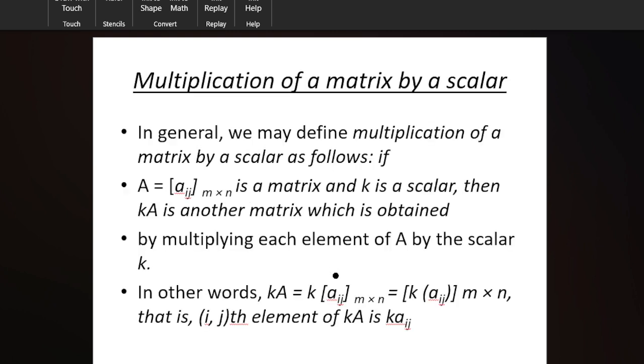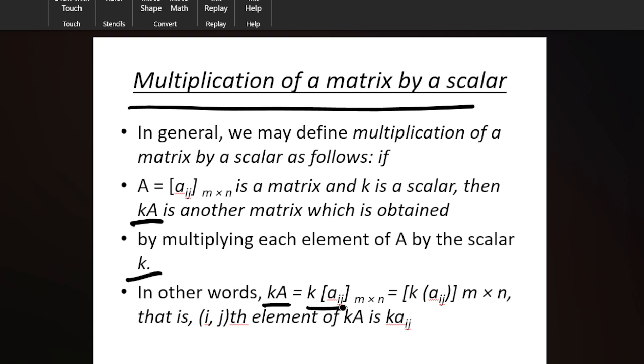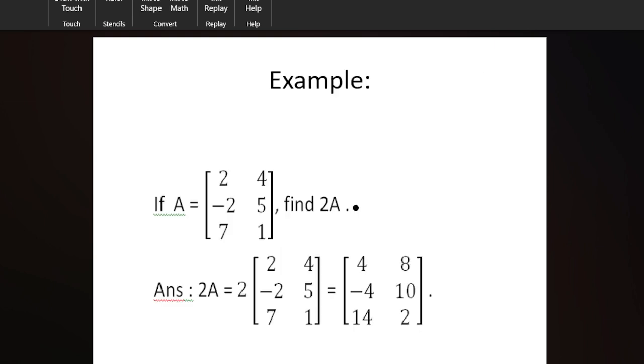Now, multiplication of a matrix by a scalar. This is very important. If we multiply a matrix by a scalar k, then we have to multiply each element of the matrix by the scalar k. That means k into A, where A is the matrix Aij, is the matrix k into Aij of order m by n. That is, the ijth element of kA is k Aij. So this is the multiplication of a matrix by a scalar, which is a very, very important property.